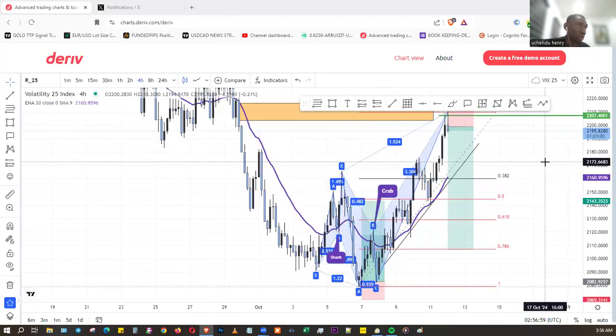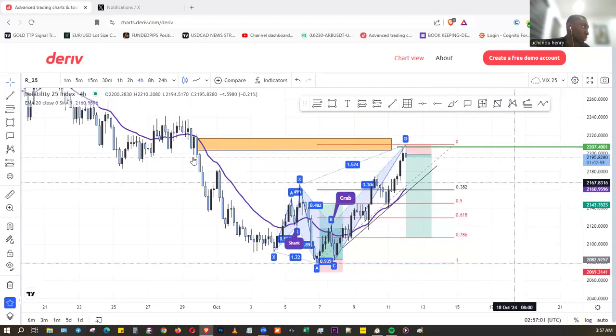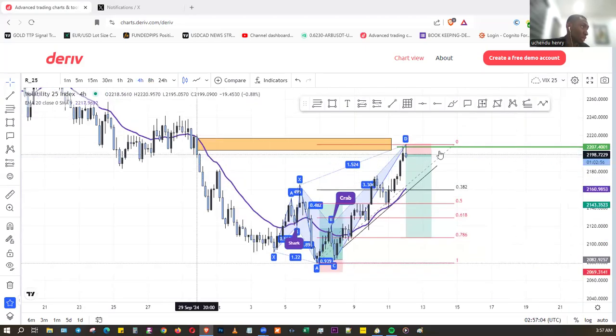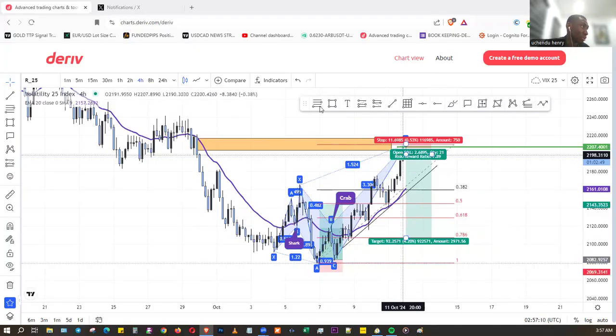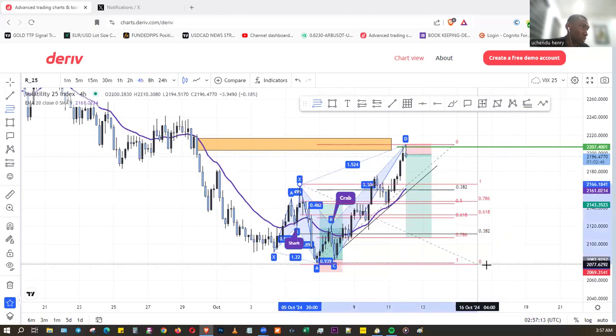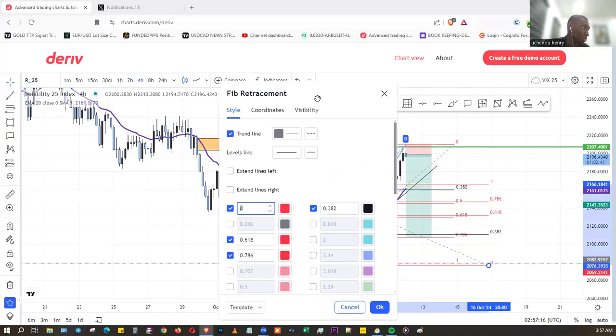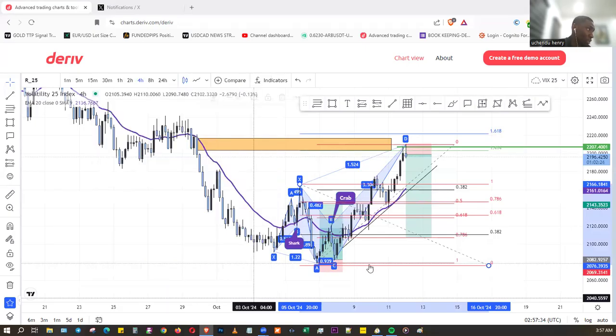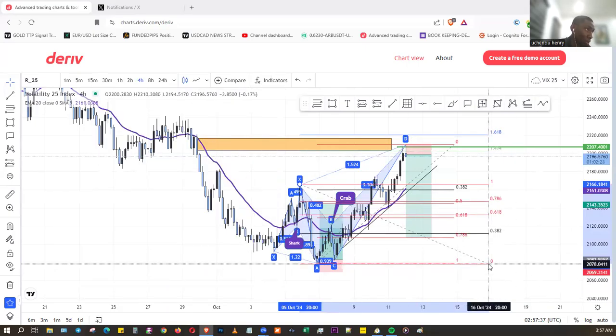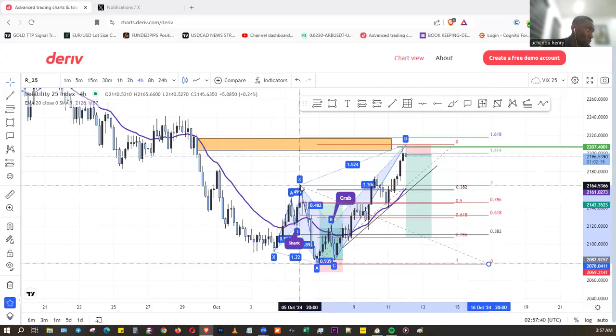Price came into this point, see this inefficiency here, and see this other block that's tapping into it. On top of that, we have this crab that formed within 0 points from S to A. From S to A, we're looking at 1.618, which is that point, 1.414. Beautiful. You can see how those measurements complement each other at that point.